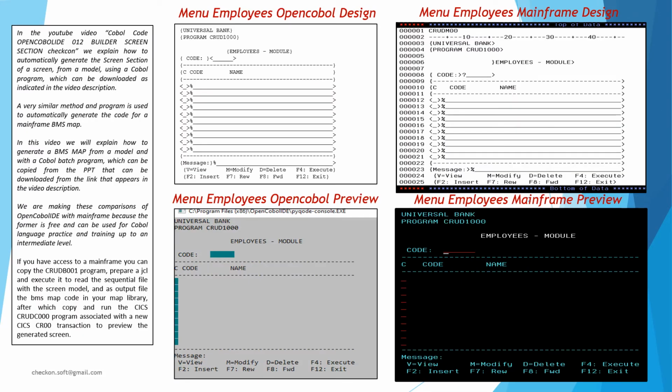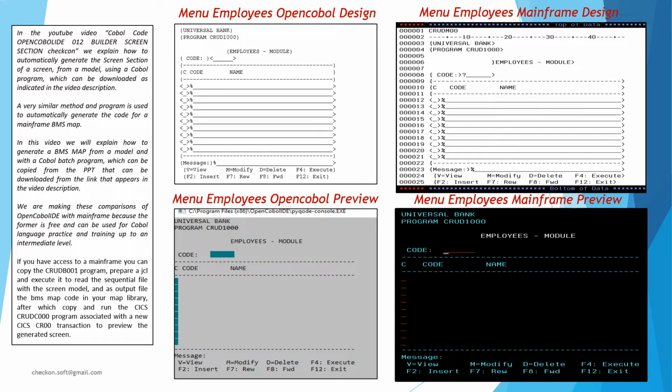In the YouTube video COBOL Code Open COBOL EM03 Builder Screen Section Checkcon, we explain how to automatically generate the screen section of a screen from a model using a COBOL program, which can be downloaded as indicated in the video description. A very similar method and program is used to automatically generate the code for a mainframe BMS map.